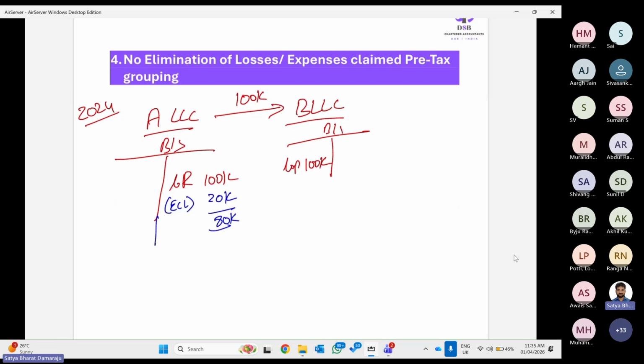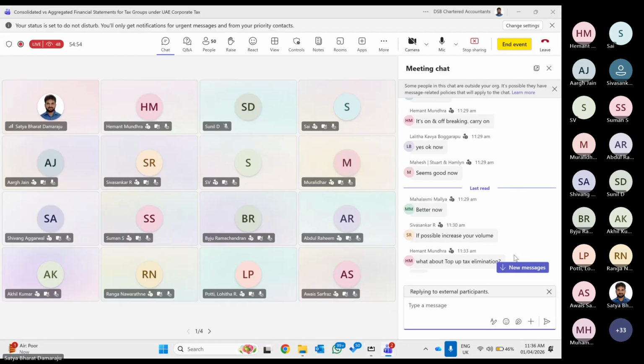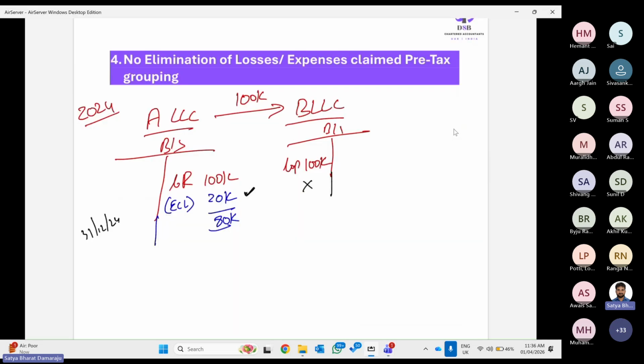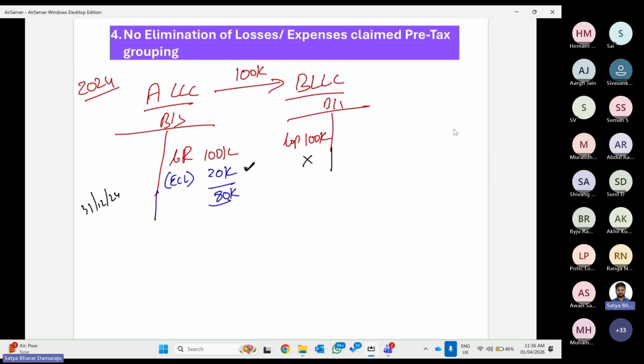As of 31st of December, they are not related to each other. There is no tax group among them. This 20,000, can it be claimed as a deductible loss by A LLC? B LLC has not made any change in its books. As per B LLC, the loan payable is intact. So do you think this is a deductible loss? Of course it is a deductible loss.